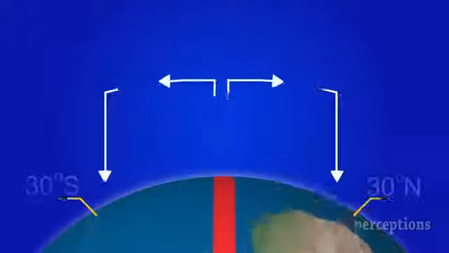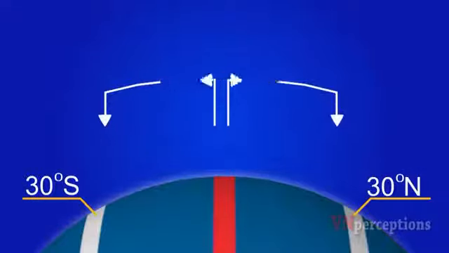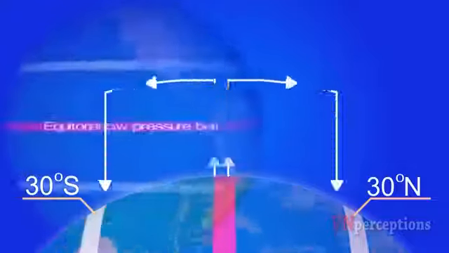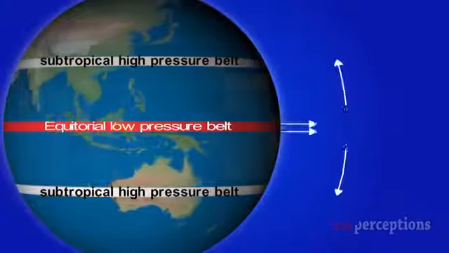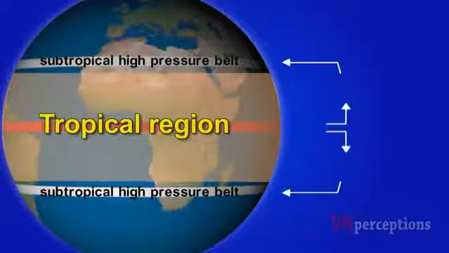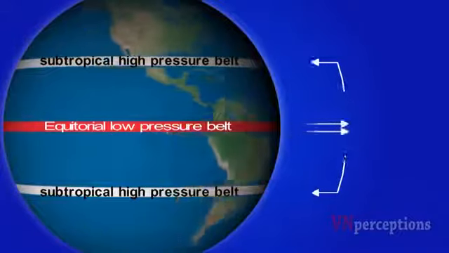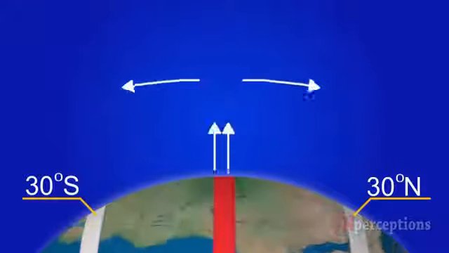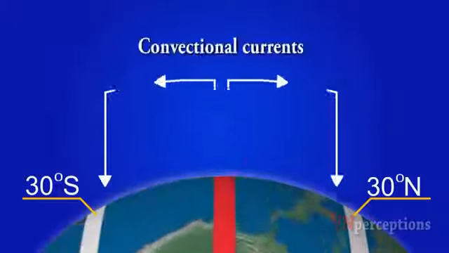So, at around 30 degrees north and south, we have sinking air. This sinking air is cool air, so it forms high pressure systems. These regions are called subtropical high pressure belts because these regions lie outside the tropical region and at the same time adjoin the tropical region. The sinking air now moves towards north and south. So, along the equator, the warm air rises, spreads out, and cools and sinks down. In this way, it develops convectional currents.